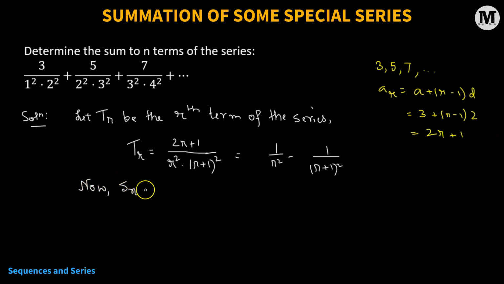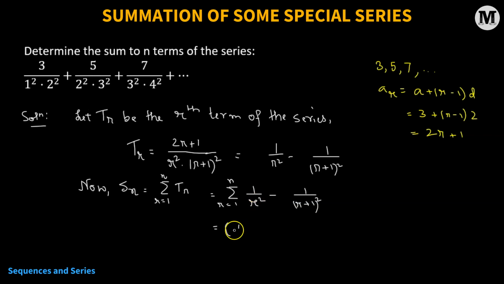terms of the series. To find the sum to n terms of the series, we're going to take the summation of the rth term with the index r going from 1 to n. In other words, we need to find the summation of 1 over r squared minus 1 over r plus 1 whole squared, with r running from 1 to n. Now we'll define the first term. To find the first term, we will replace r with 1.